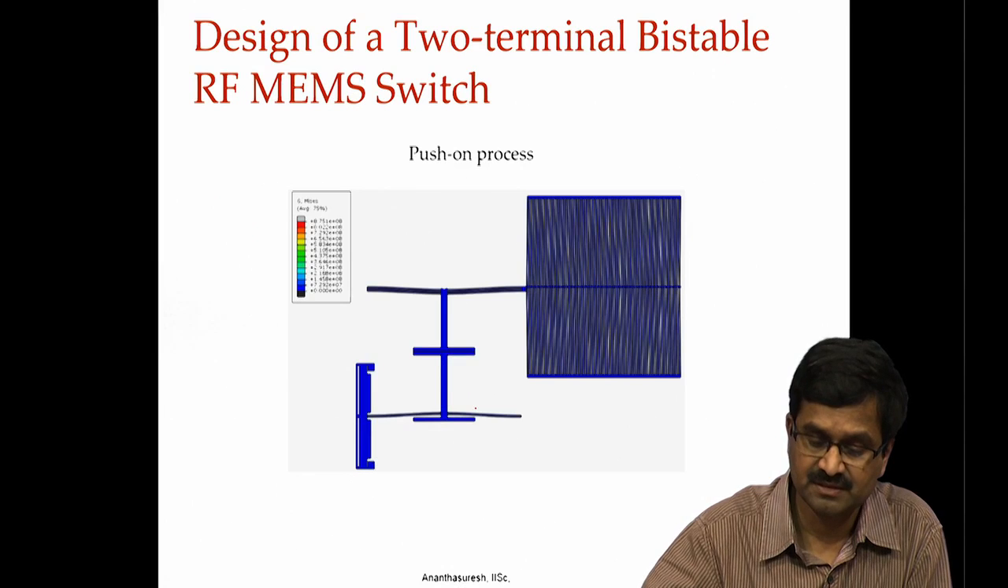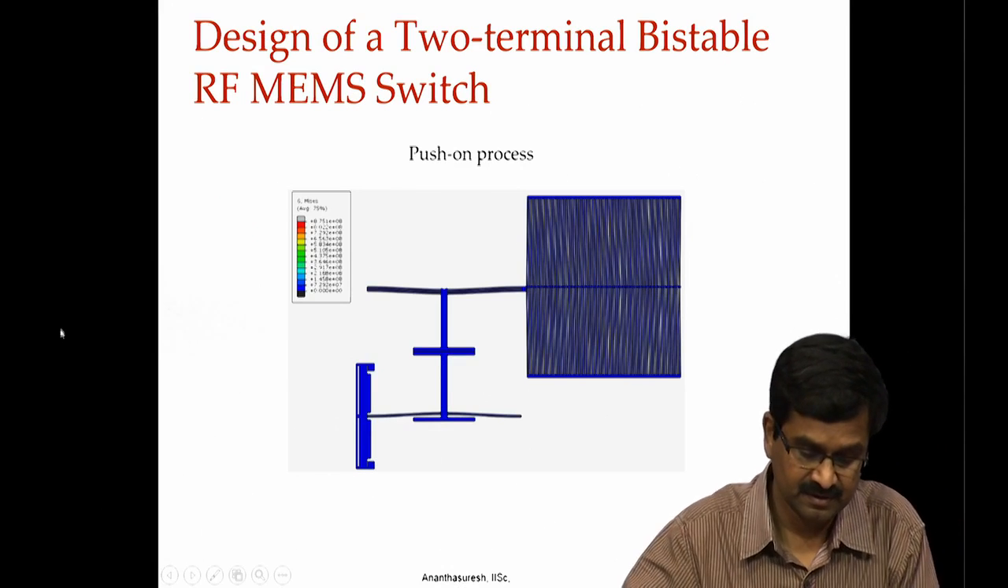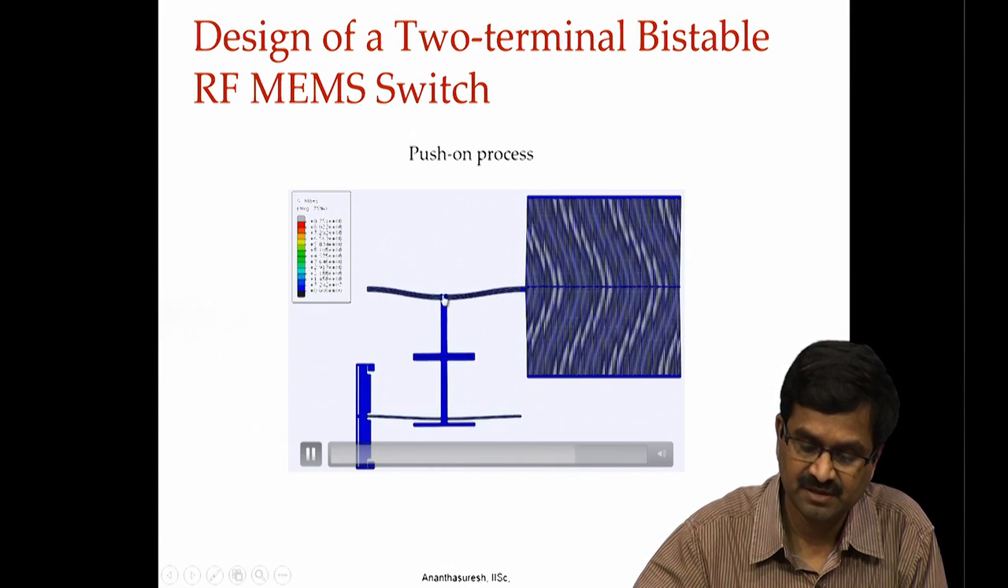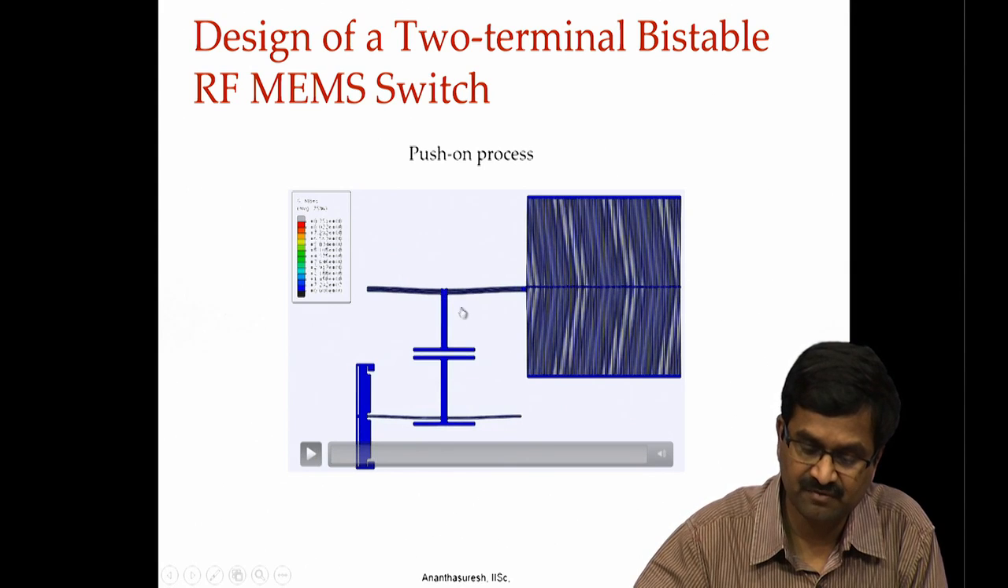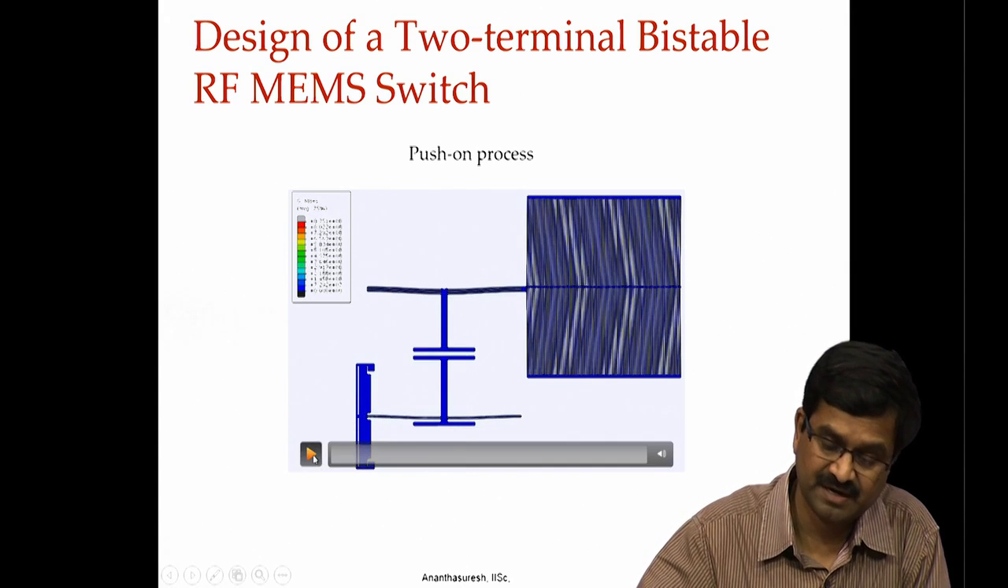Let us play this. Okay. Yeah, electrothermal actuation, when it is pulled that way, switches from there to here, and then when you pull this way, it switches back to the original state. Let me play it again.